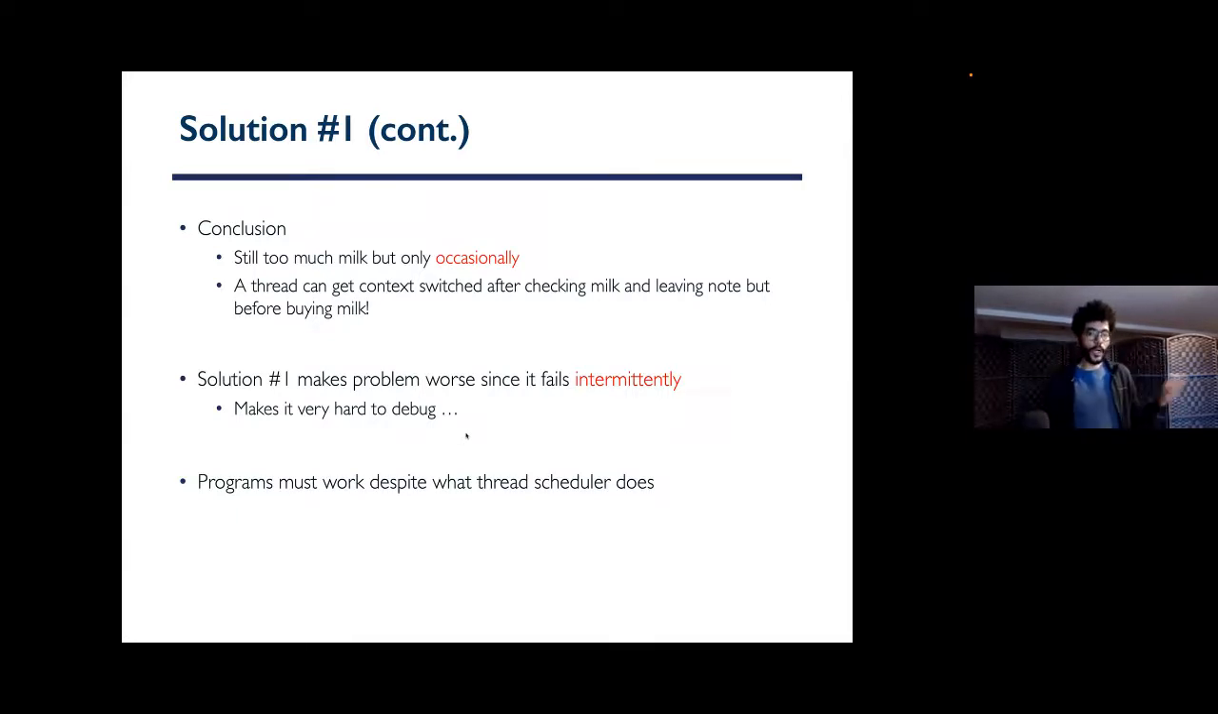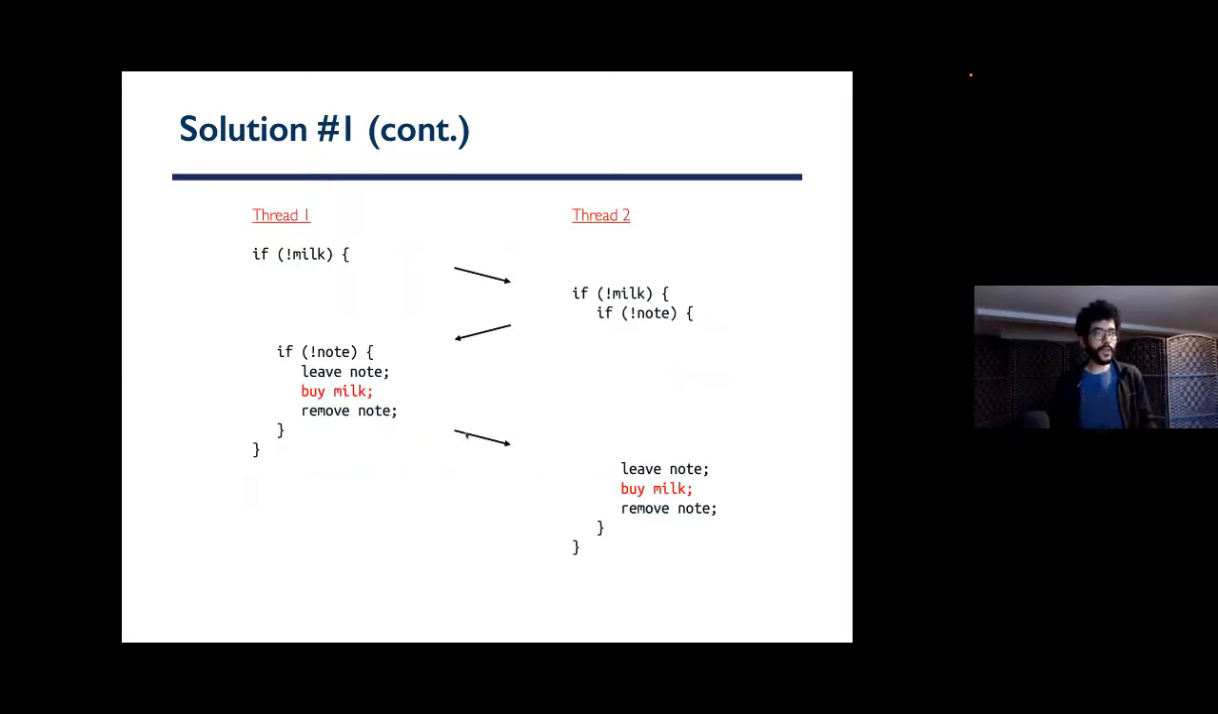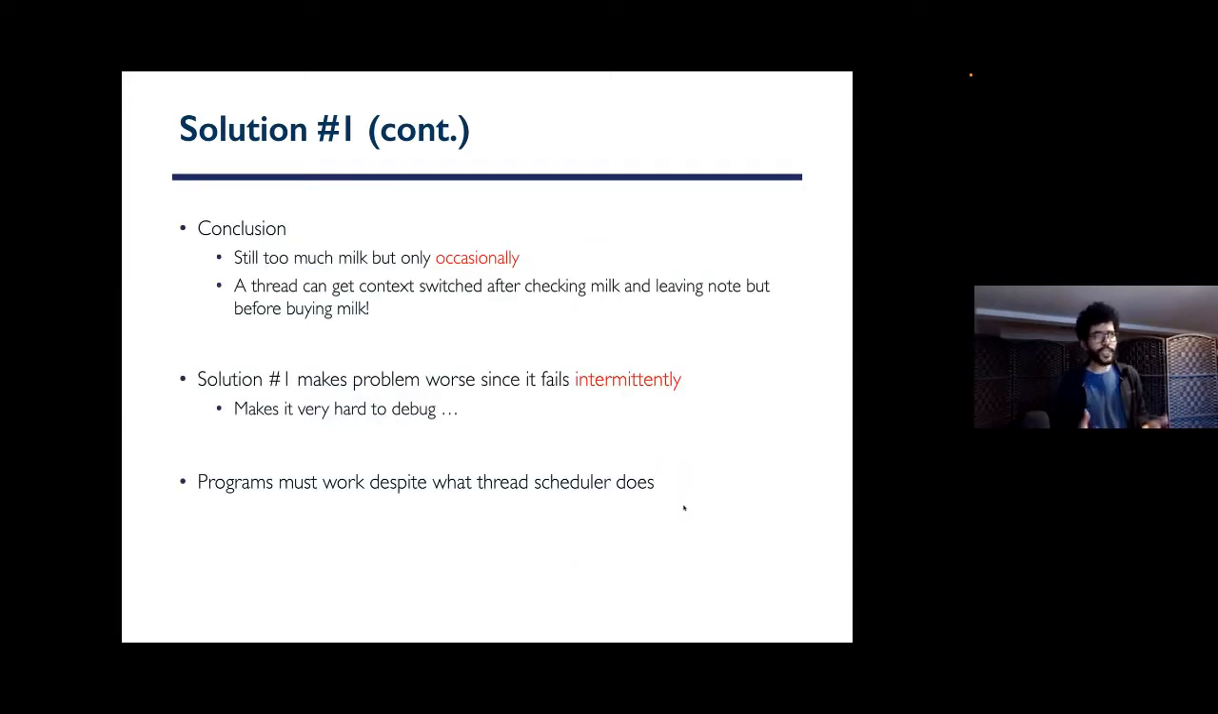Now, it could work depending on interleavings. Under some interleavings, for example, if before we context switch to thread 1, thread 2 had left a note, then thread 1 would have checked for the note, and there would have been a note, and then we would have just one milk, so it would have worked. But under some other executions, like the one in front of you, it's not working. So it occasionally works, sometimes it doesn't.